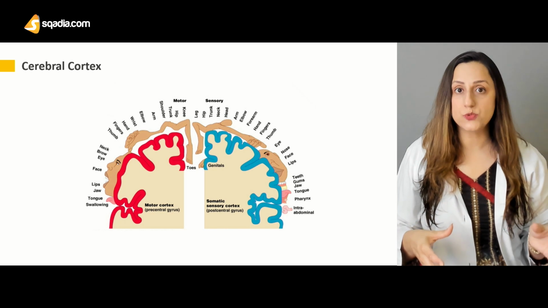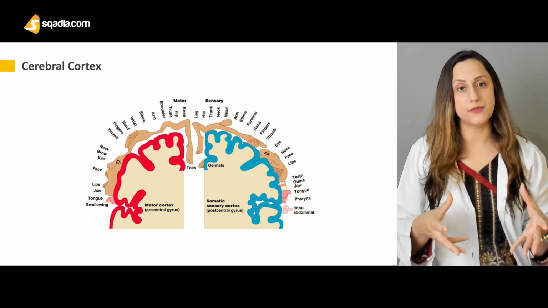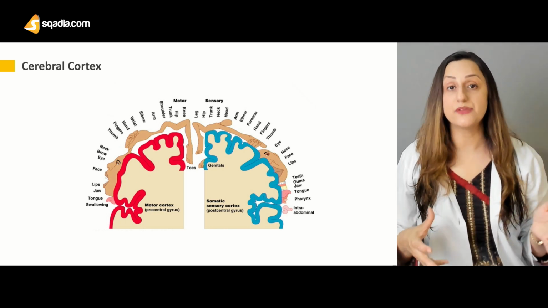And when we go downward on the other side, we have the face, lips, jaw, tongue, swallowing reflexes. All of these are basically located on the other extremity.